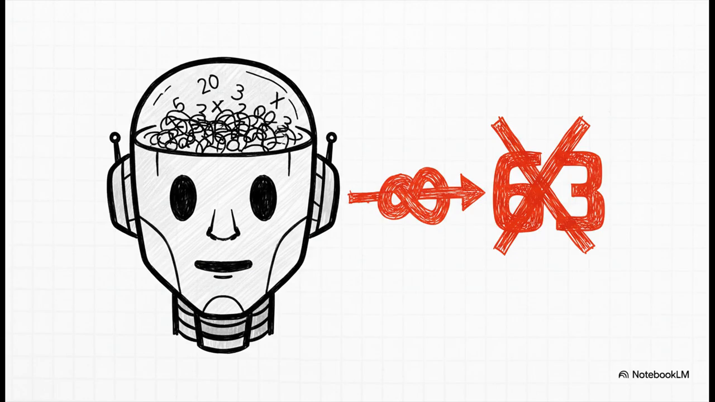See, it's not actually reasoning. It's just looking at the numbers, finding a pattern it recognizes, and then taking a guess. And that guess is usually way off.